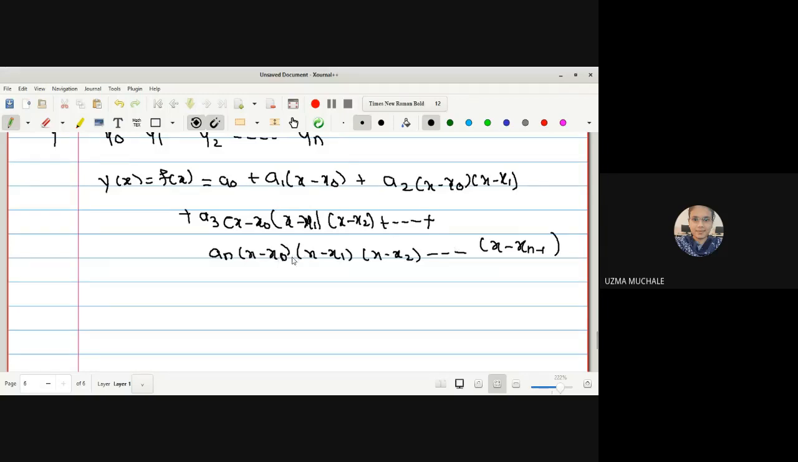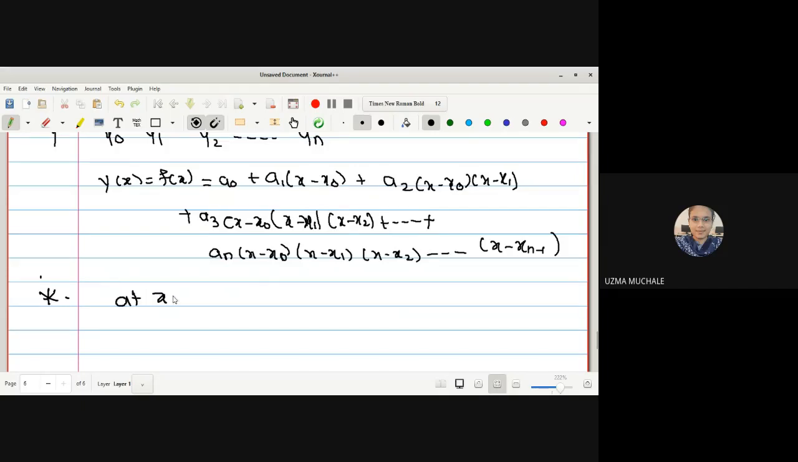How many values do we have? x naught, x1, up to n minus 1, these n minus 1 plus this one. So we will get a polynomial of degree n for n plus 1 values. Now what is our aim? We have to find the values of a naught, a1, a2, and so on up to an. What do we have to do for that?